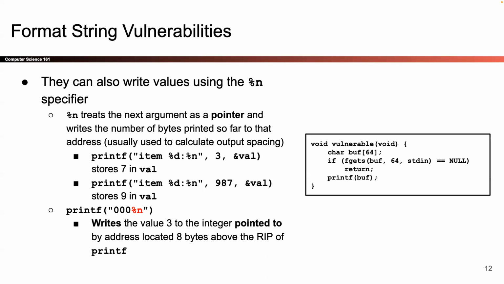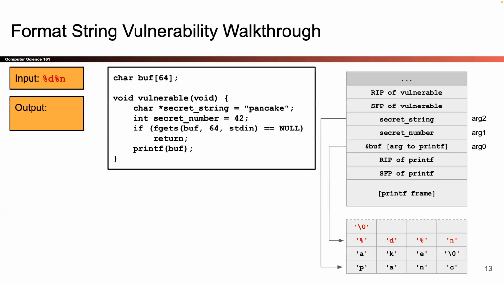Sorry, I'll try to do a better job checking Zoom chat. The reason why it's writing 3 is because it printed out the 0, 0, 0. So in total, 3 bytes of output showed up. Then the %n hit, so it went and wrote the 3 somewhere. Good question. Right. So let's keep going.